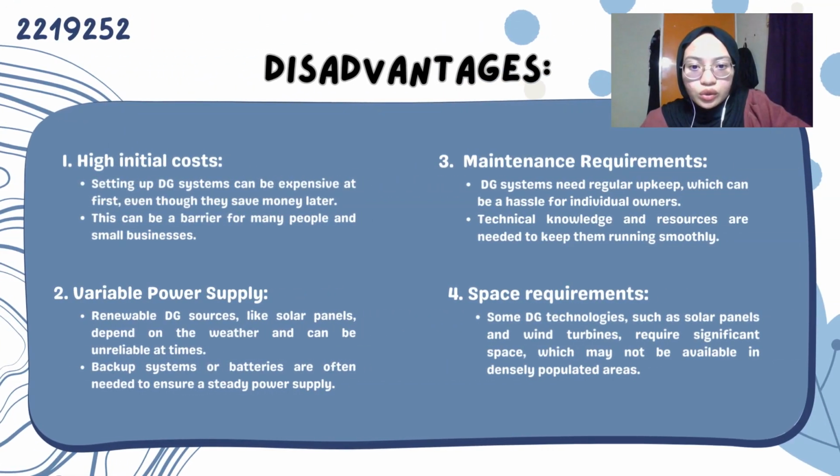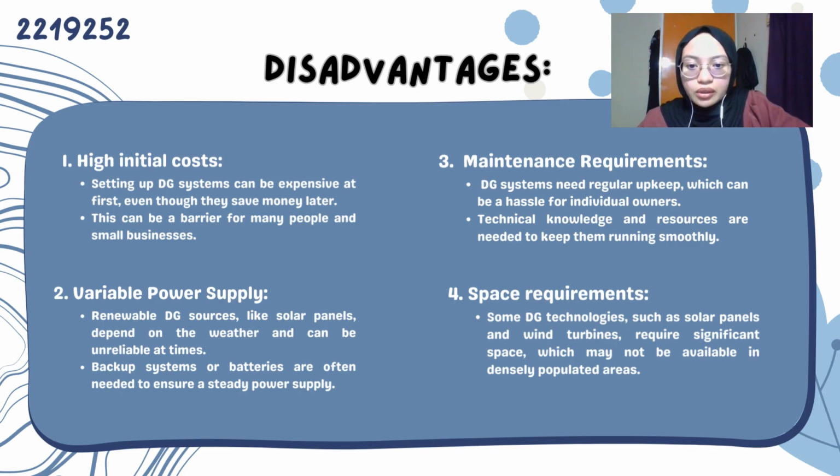Okay, now moving on to the disadvantages of DG. The first one is high initial cost. Why is it high initial cost? Because setting up a DG system can be expensive at first, even though we can save money later. And it can be a barrier for many people and small businesses.